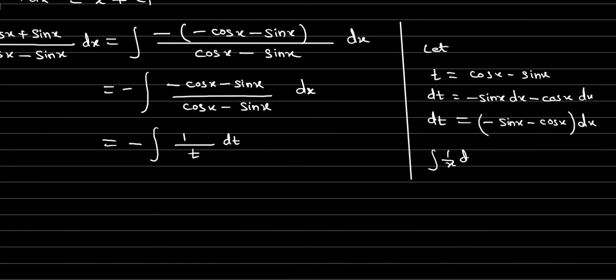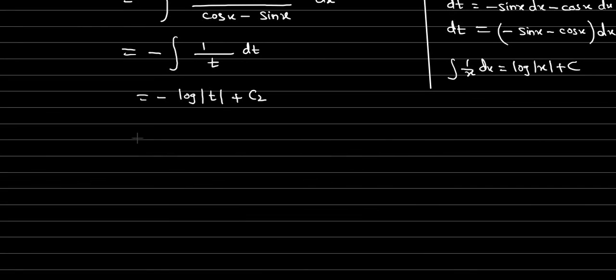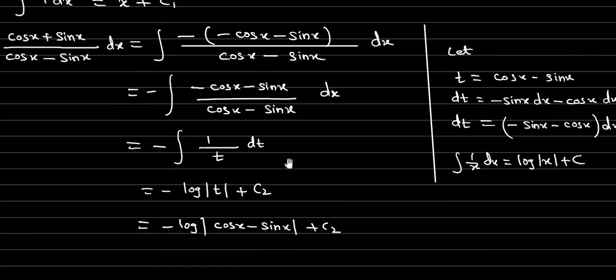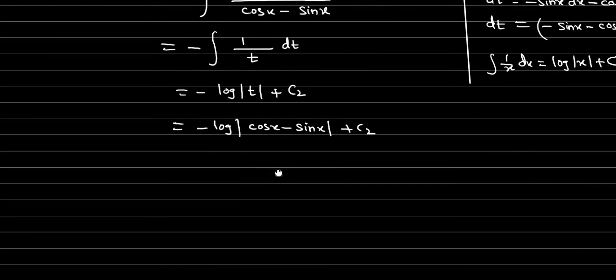Integral 1 by x dx formula is what? Log modulus of x plus c. So minus log modulus of t. Since it's the second part of the integration, you can put c2. So what is the t that we considered? Cos x minus sin x. So replacing t as cos x minus sin x, plus c2. So now we have done the integration of both the parts separately. Now in equation 1 we will substitute it.